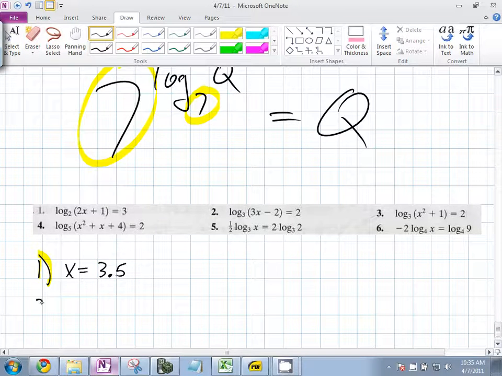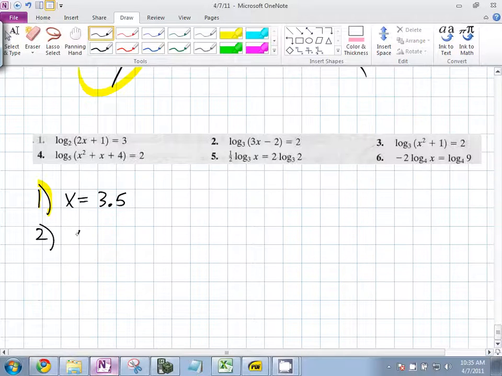Who has number 2? Olivia. X equals 3 and 2/3. I hate fractions like that, so what's a better way to say that? 11/3. Yeah, there you go. 3.5 is okay, but I'd rather see 11/3. Who agrees with 11/3? Excellent. What about number 3?